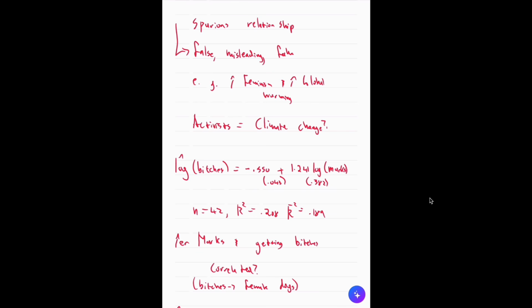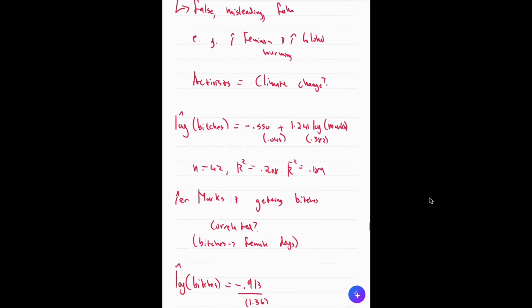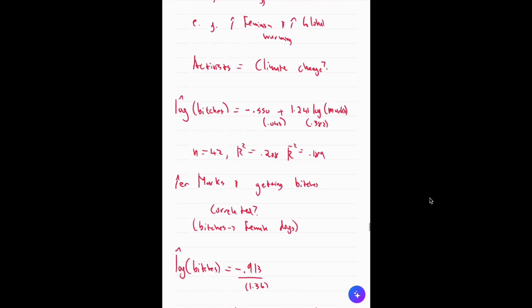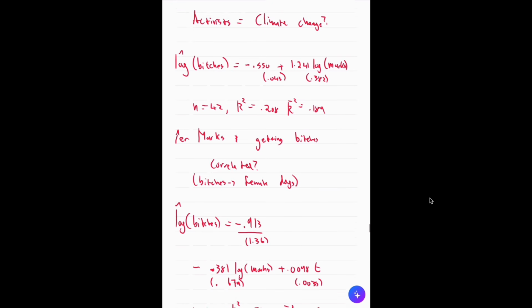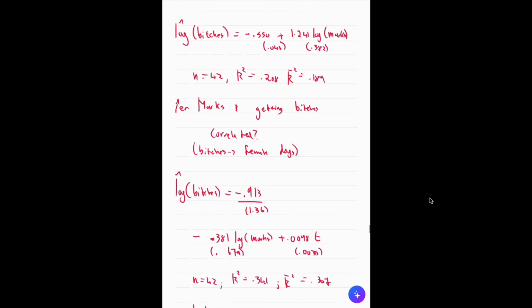Similarly, in statistics you can have misleading relationships because you're just saying, oh, well, this thing has an upwards trend, this thing has an upwards trend, so this thing is causing that thing. So for example, since 1960, there's been an increase in feminism and there's also been an increase in global warming. So now what are you going to do? You're going to say, oh, feminist activists are causing climate change. No, that's stupid, right?